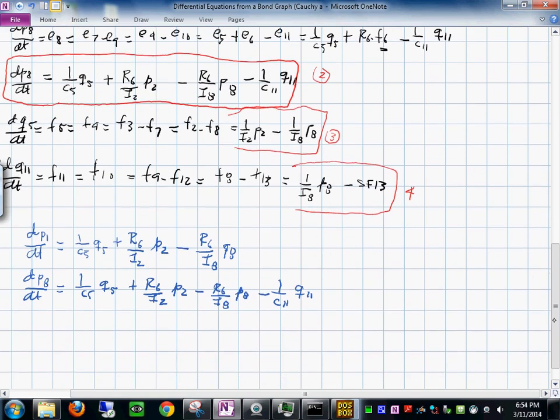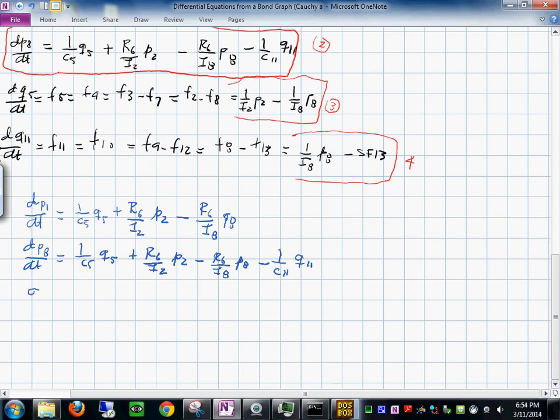And then this would be dq sub 5 dt equal to minus 1 over I sub 8 P sub 8. And then we have this one in here, dq11 dt, is 1 over I sub 8 P sub 8 minus f13 in here. So these are the equations, and this is the so-called Cauchy form.